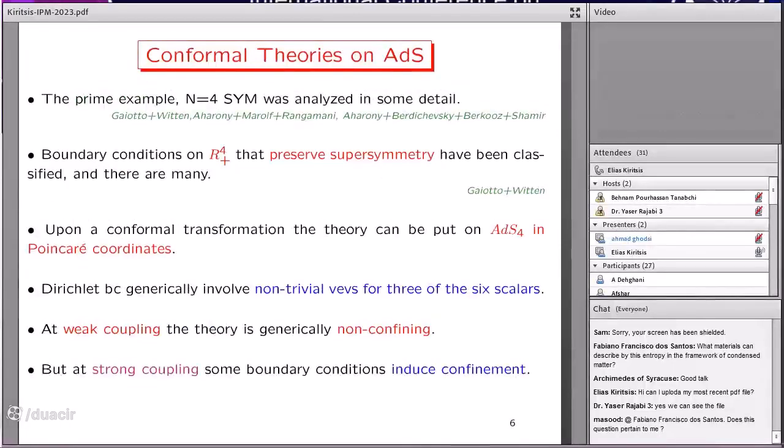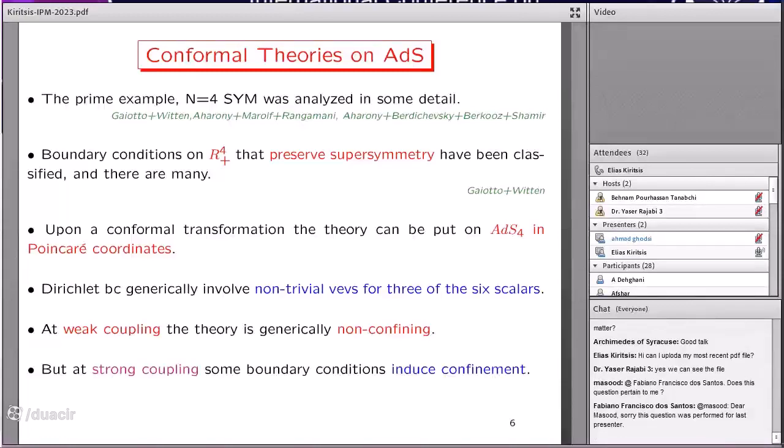Let me come to conformal field theories on AdS, since this is something that has been discussed so far. Of course, the prime example is N=4 super Yang-Mills, and this has been analyzed. There are many boundary conditions. In fact, if you take R4 and you put just a hyperplane as a boundary, and you want to classify the boundary conditions that preserve supersymmetry and to a certain degree conformal invariance, in fact, these have been classified. There are many. And on the other hand, if you do a conformal transformation, you can turn R4 plus, which basically indicates R4 with a flat boundary, into AdS4 in Poincaré coordinates.